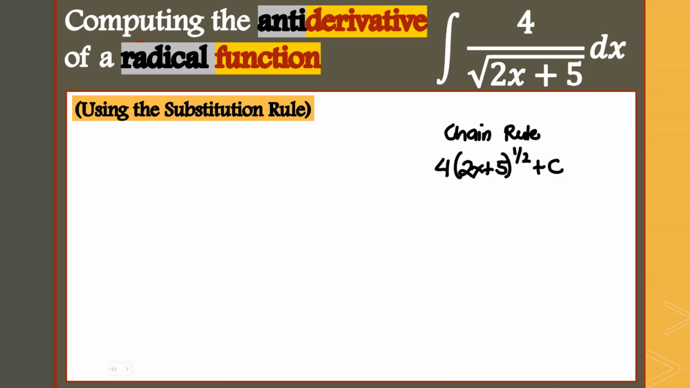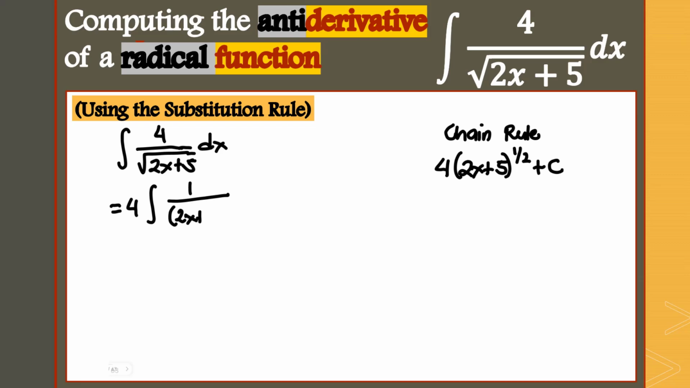So let's start here by writing the given 4 over the square root of 2x plus 5 dx. Before we use the substitution rule, let's try to rewrite this in simpler form. We can take out 4, you have the integral, and you will have 1 over, you can rewrite this as an expression with fractional exponent 1/2 dx. And moving the entire binomial expression up, you will have here 4 times the integral of your binomial expression 2x plus 5 to the power of negative 1/2 dx.